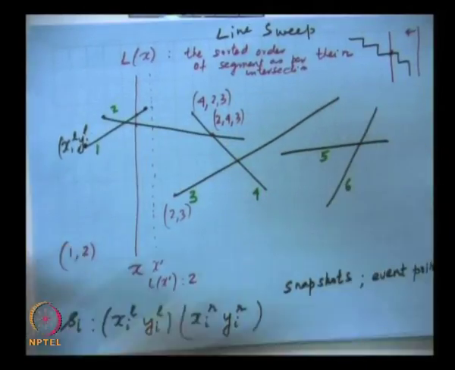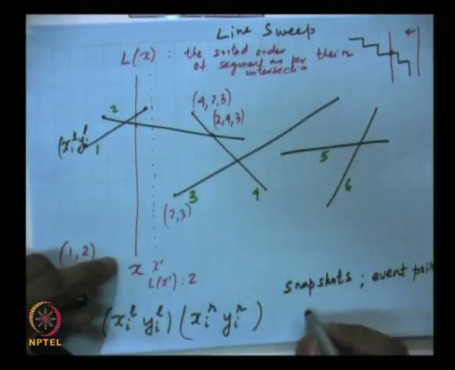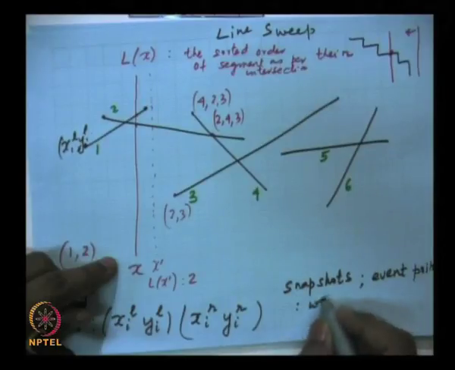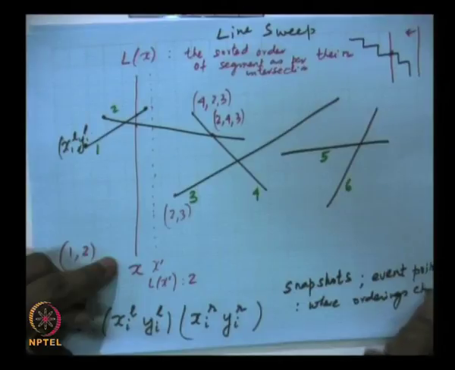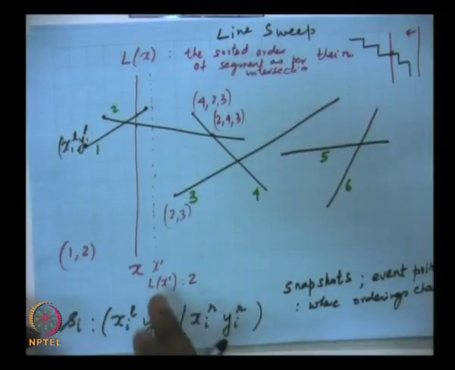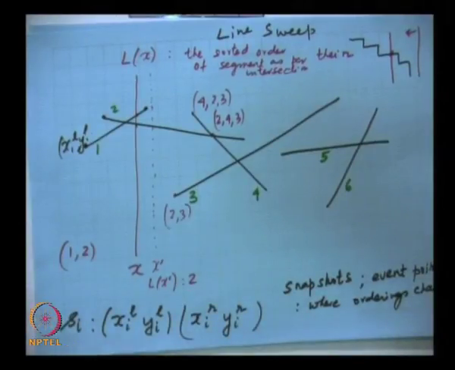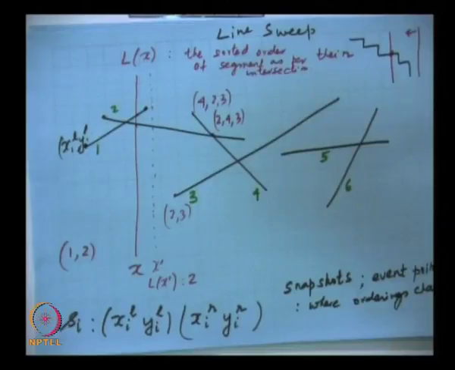And the event points, now you should be able to guess what the event points are. The event points are exactly those where orderings change. Orderings change means basically L of x changes, whether something disappears or not, that is also a change in ordering. So we want to record everything about where the orderings have changed, whether it is due to the insertion or the end of a line segment or by intersection. So there are three kinds of event points.